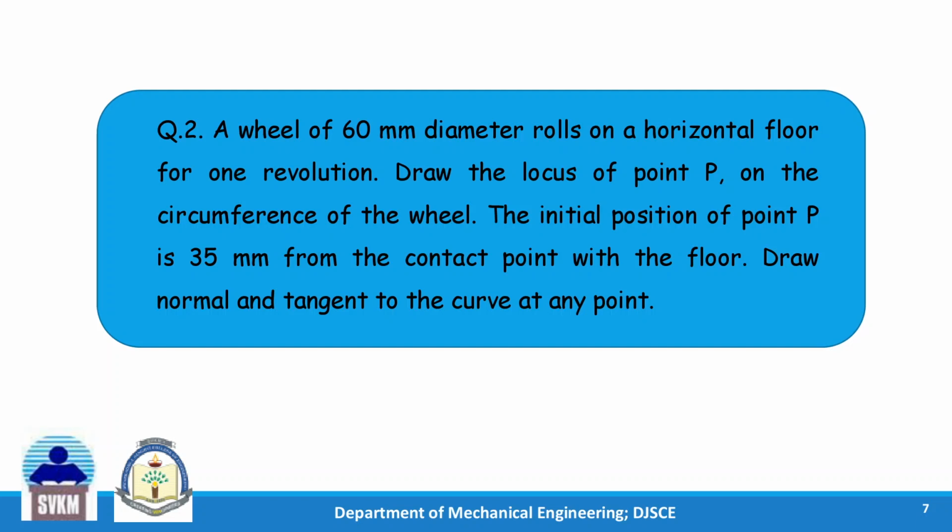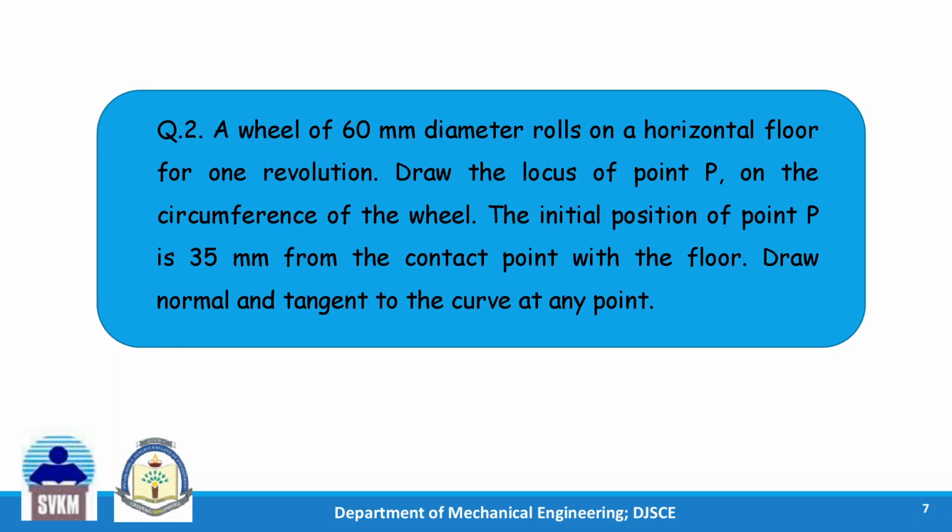See, it's almost similar to the previous one, only now the difference is the location of point P. Draw the locus of point P on the circumference of the wheel. The initial position of point P is 35 mm from the contact point with the floor. Now this P is not the contact point with the floor, but it is 35 mm away from that contact point on the circumference itself. So this is the new data for this sum, and the diameter is 60 mm.